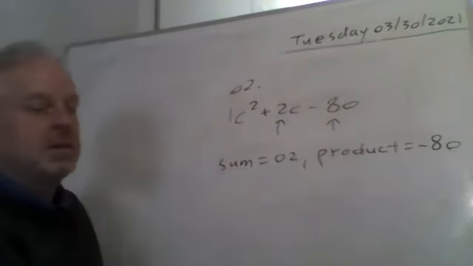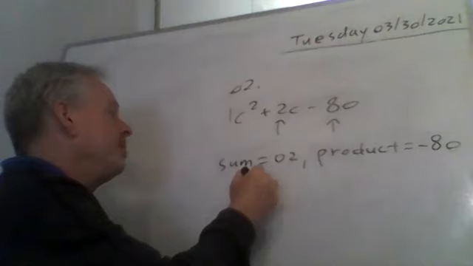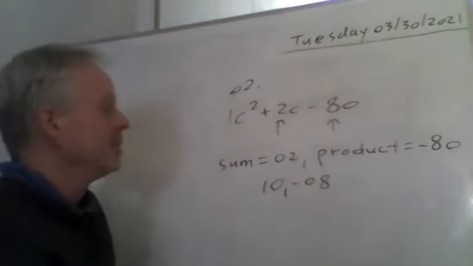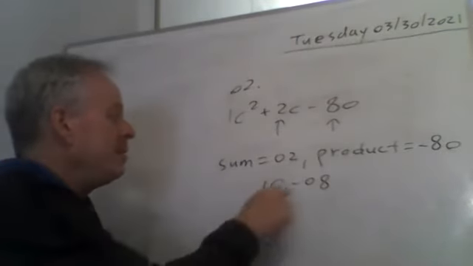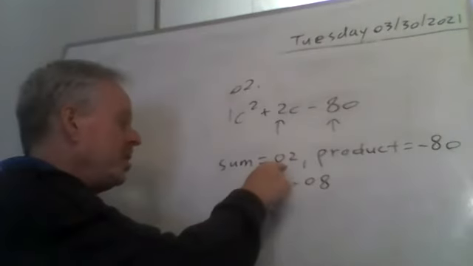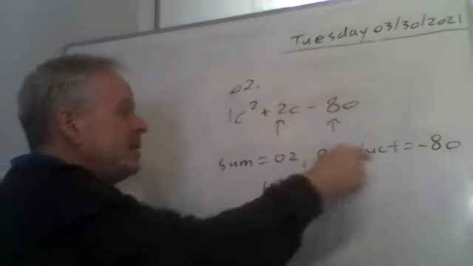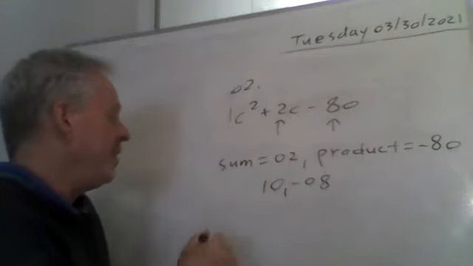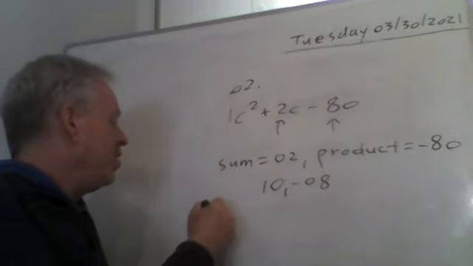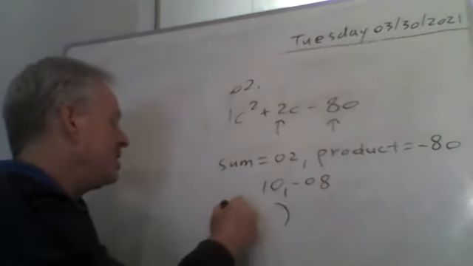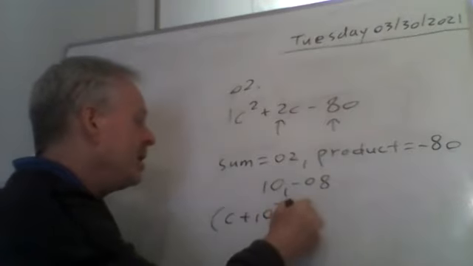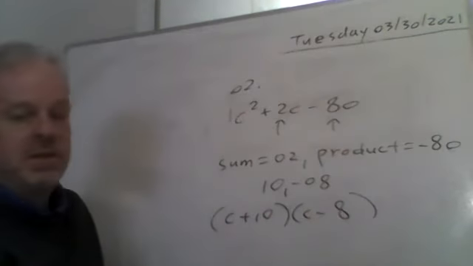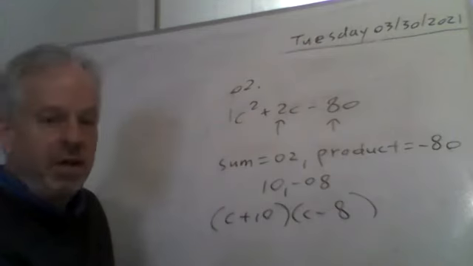So the two numbers could be 10 and negative 8, because 10 plus negative 8 is 2, and 10 times negative 8 is negative 80. Therefore, to factor this trinomial, we could say c plus 10 and c minus 8. And then to check your answer, you could just use the FOIL method again.